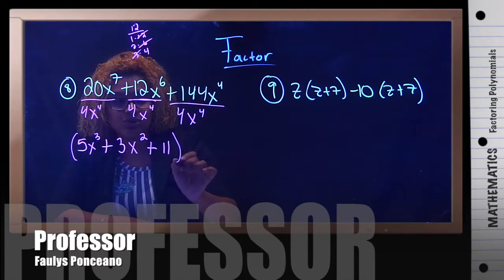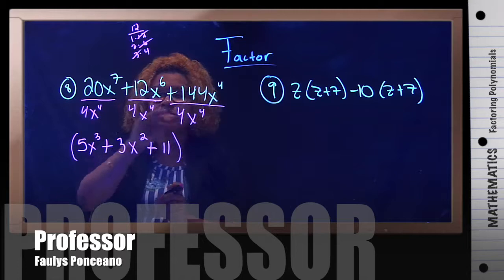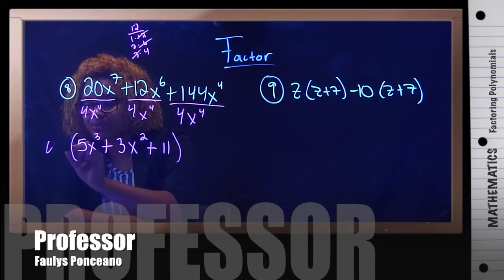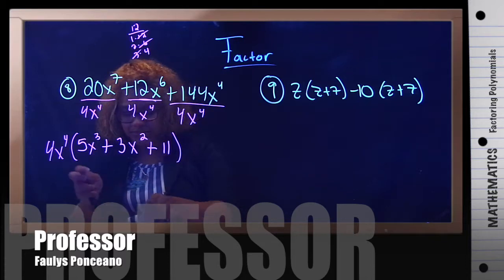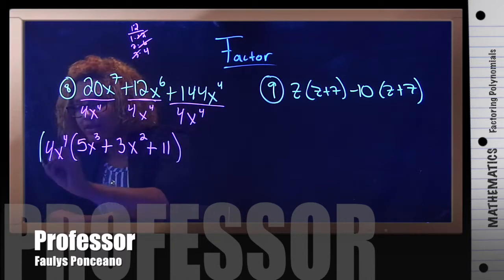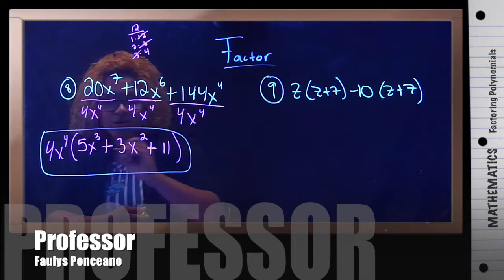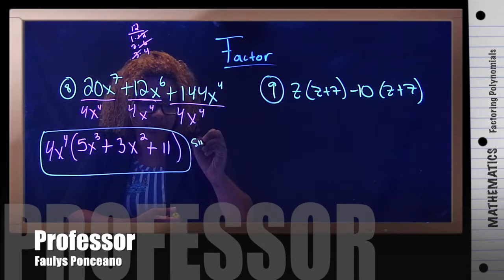Now, you need to show me what you take out. You need to show me the GCF. So you write the GCF in the front. So all of it together, you have factor and that's simplify.